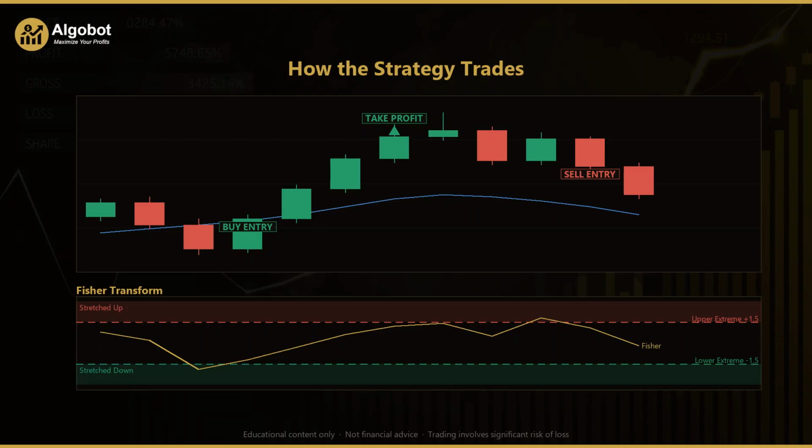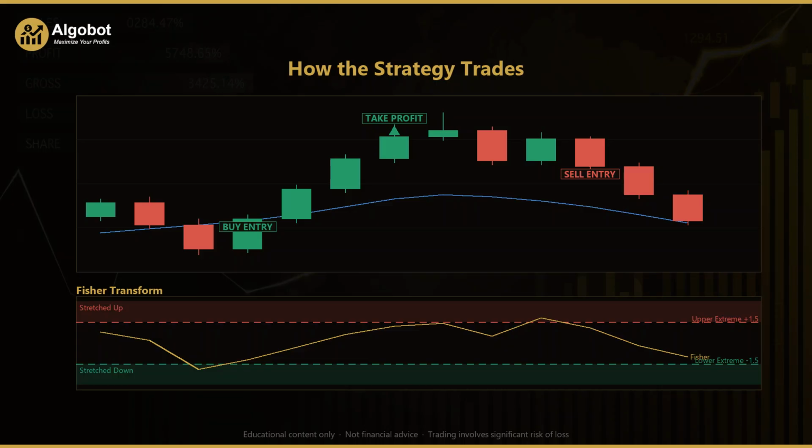As price bounces, the gold Fisher line surges upward and pushes above the upper extreme at plus 1.5. This is the mirror image of what we saw before. The market is now stretched into an overbought condition, but this time inside a falling trend. Again, the strategy waits for confirmation.